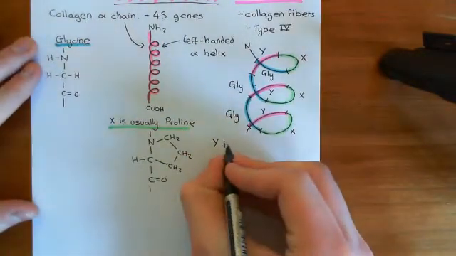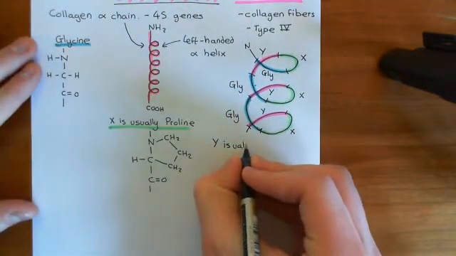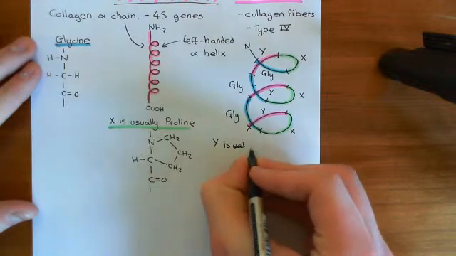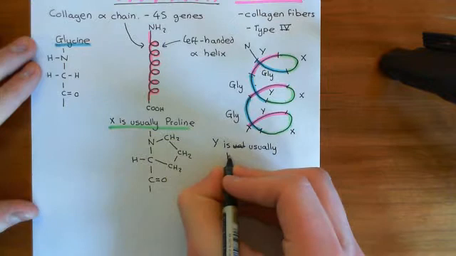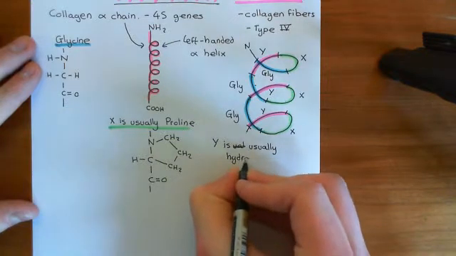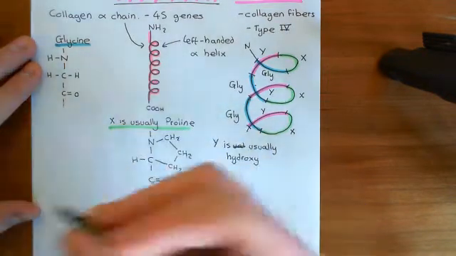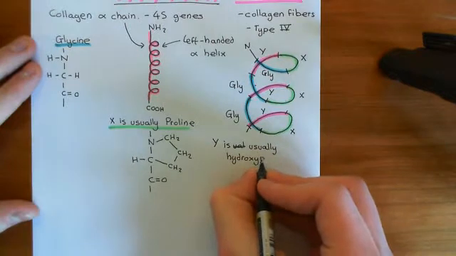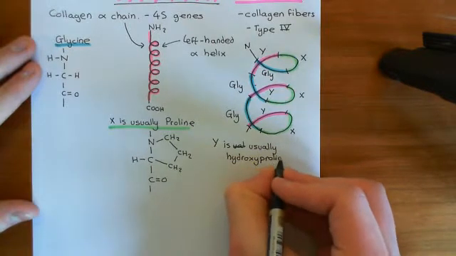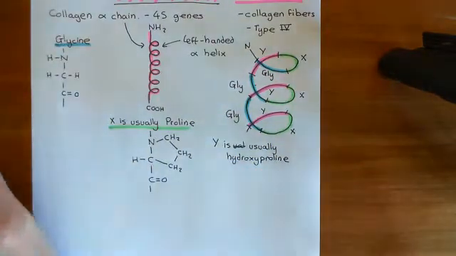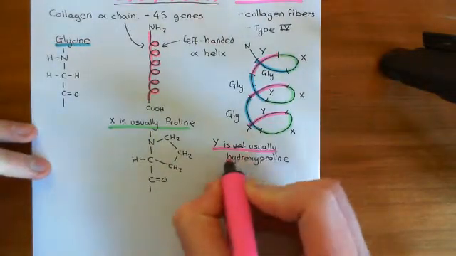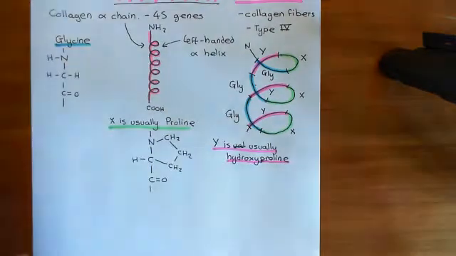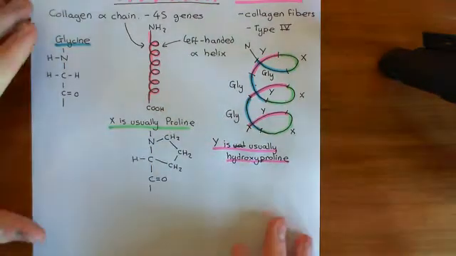So Y is usually an amino acid known as hydroxyproline, which is not a normal amino acid. It's not what we'd call a canonical amino acid. Okay, but let me show you the structure of hydroxyproline. So basically it's got a very similar structure to proline, as you might have guessed. Okay, so all we're going to do is stick an alcohol group onto proline.